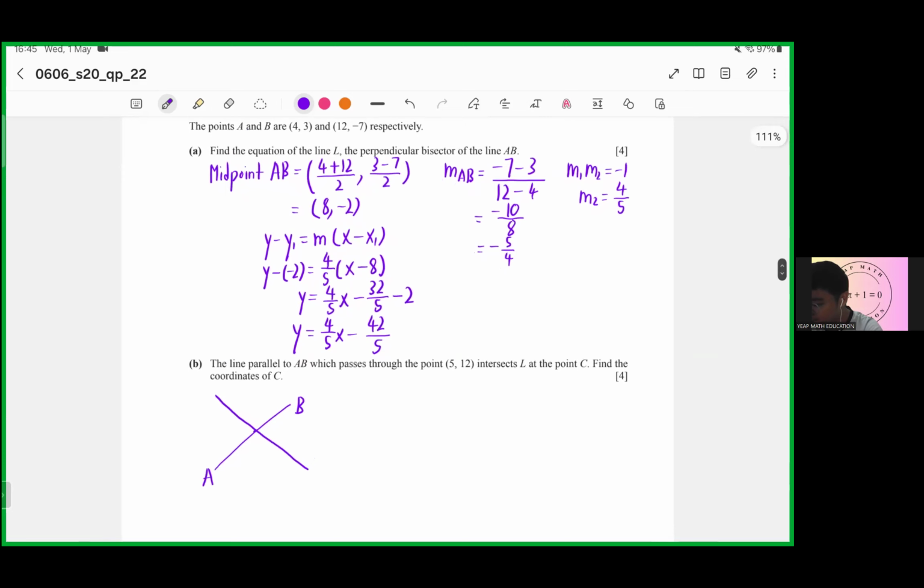Now here the question mentions a line that is parallel here and intersects at point C. And this, you see, I draw the red line. It will pass through the point (5, 12). So we need to find the equation for this red line, and we do it as linear simultaneous equations.